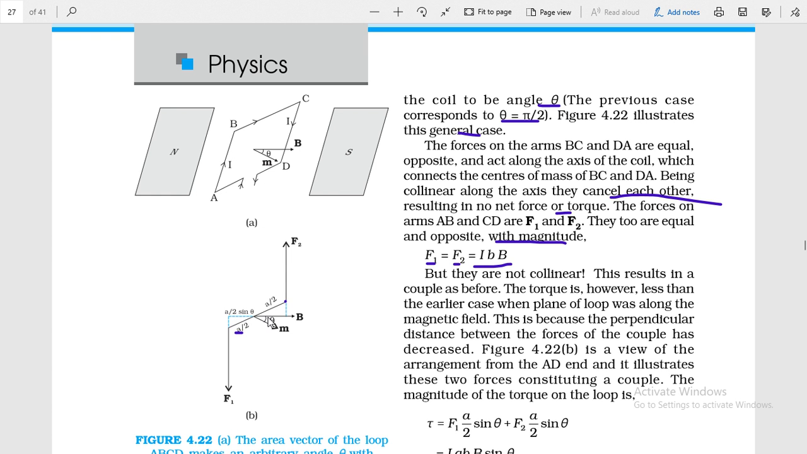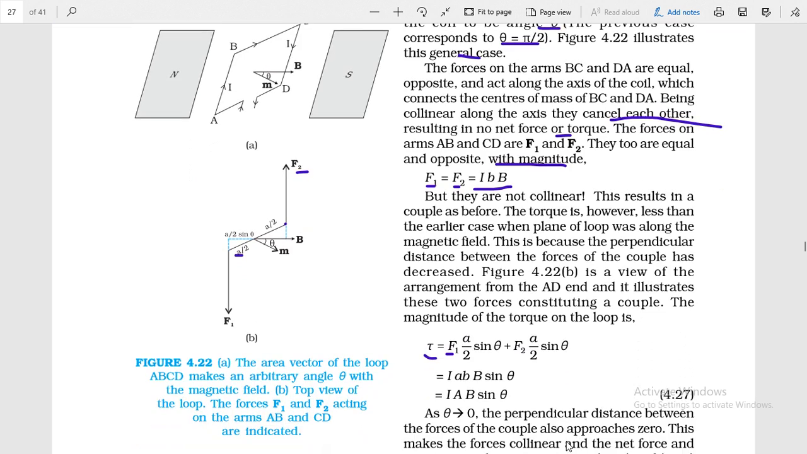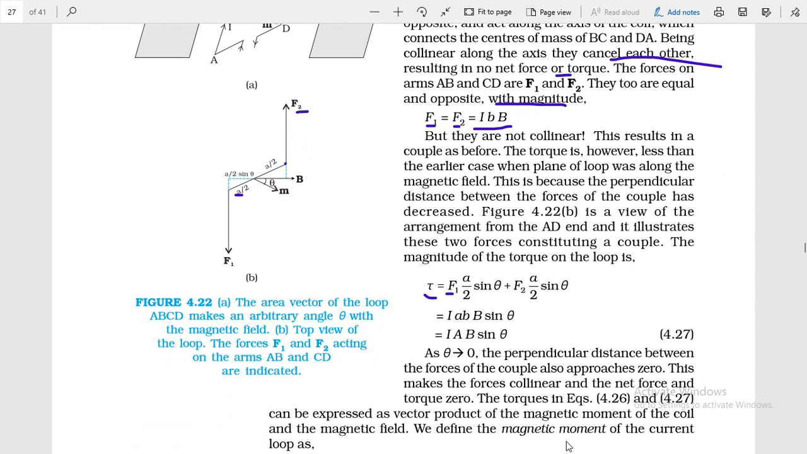So the net torque in this case is again given by the vector sum of the products of force and displacement. You can see the net torque is given by force F1 into the perpendicular distance from the axis of rotation, that is A by 2 sine theta, and similarly F2 into A by 2 sine theta. Since the magnitudes of forces F1 and F2 are equal, each being IB into capital B, after summing these two parts we will get IAB into B sine theta.